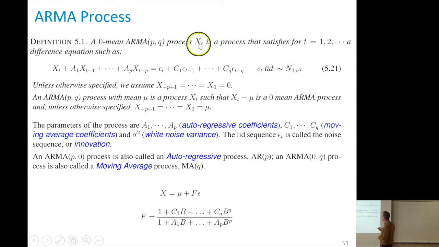An ARMA process is a stochastic process indexed by time t. T is discrete, so it just means a sequence of random variables that satisfy the following construction property. There is an equation here that relates the x to some noise terms, where epsilon are noise terms which are IID, classically from the Gaussian distribution, but could also be something else. And here I'm assuming that the x is zero mean, otherwise I would apply the definition to x minus mu.